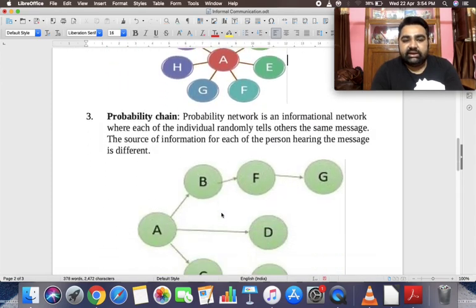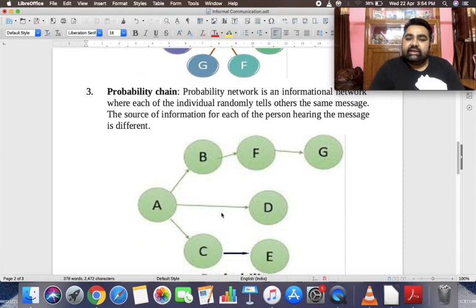The third is probability chain. So it is a kind of network where each individual randomly tells the message to other person, and the source of information for each of the person hearing the message is different. So in this case, A is telling information to the B, then B is passing the information to F, and F is passing the information to G. So here the source of the information is changing. In this case, F and G, F is sending the message, but in this case, B and F, B is the source of sending the information.